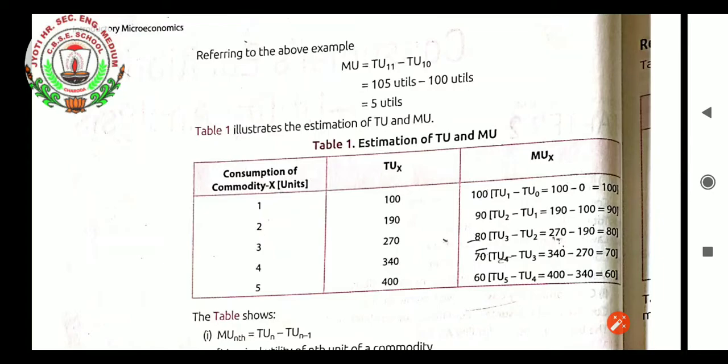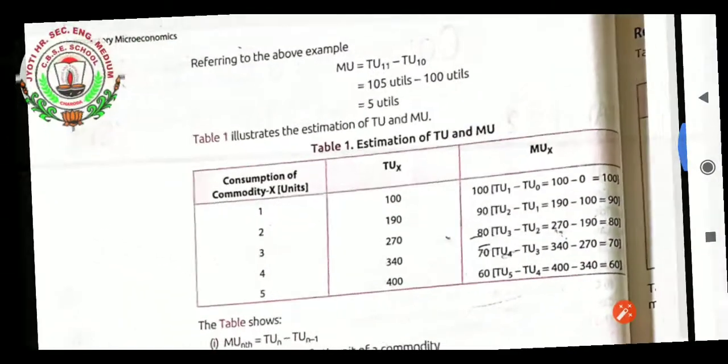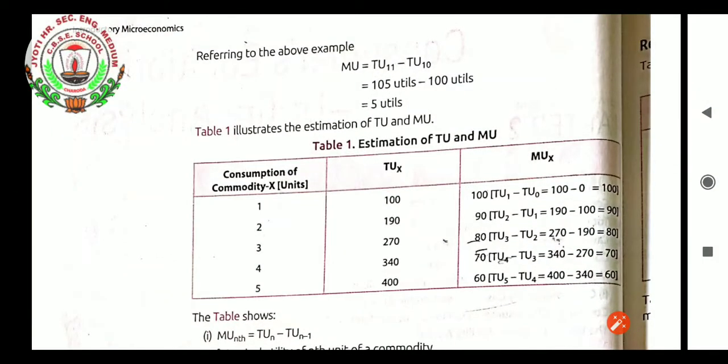Illustrate the estimation of TU and MU. Consumption of commodity x: total utility of x and marginal utility of x. How are we calculating MU x? X is the product. In the first unit, 100 is the total utility, and marginal utility equals 100 minus 0, because earlier we did not have any need, so it will be 100 minus 0 equals 100.